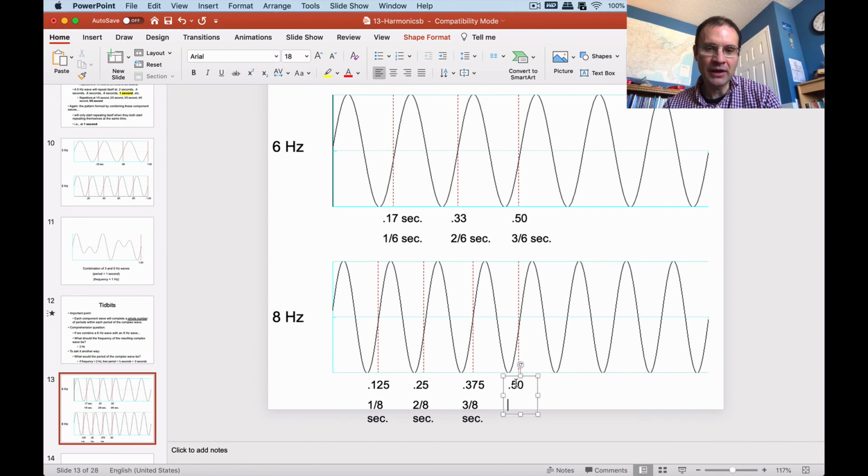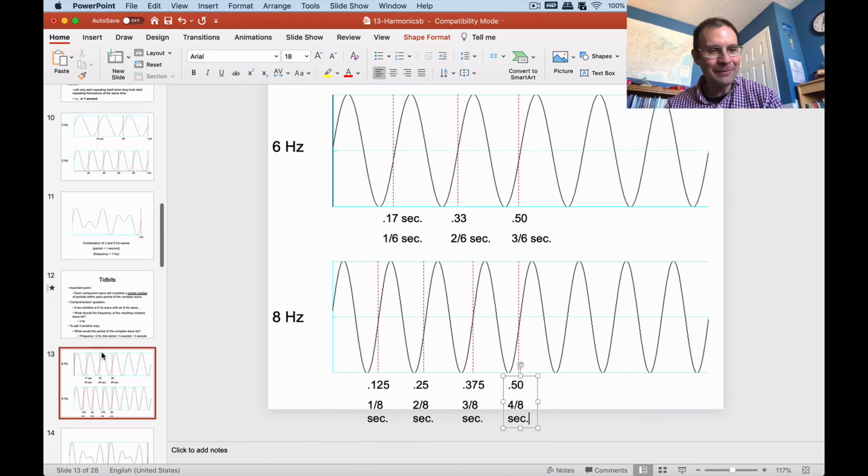And this is where they start to line up again, right? At 1/2. So we can complete one complex pattern in 1/2 of a second. That means we're going to complete 2 complex patterns in 1 second. That means our frequency is 2 hertz. But if we complete one complex pattern in 1/2 of a second, our period is 1/2 of a second, right?